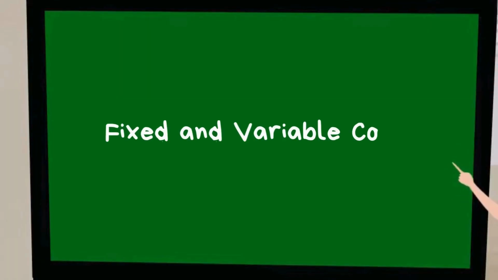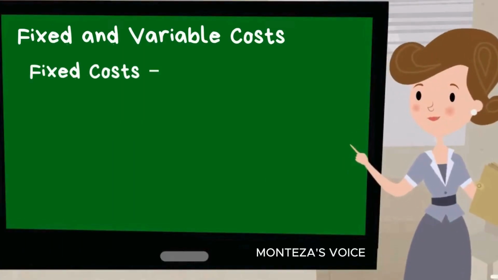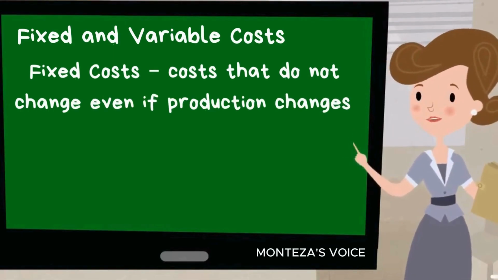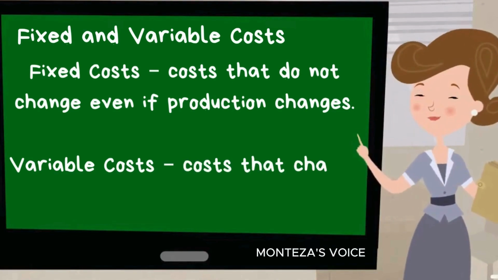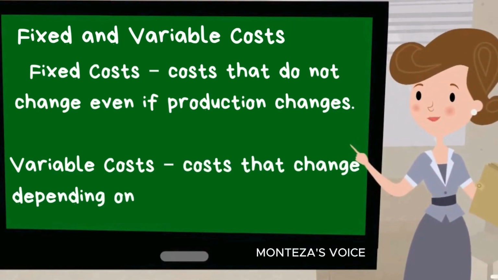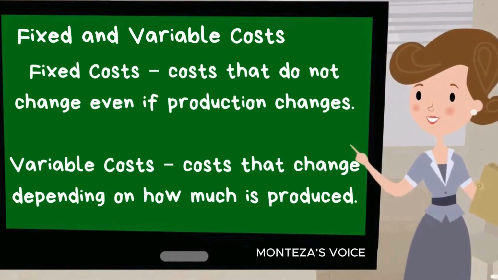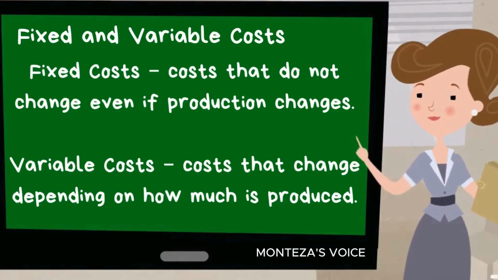Fixed costs and variable costs. Fixed costs are the costs that do not change even if the level of production changes. So this means that whether the business produces a lot or only a little, the cost stays the same. Variable costs are the costs that change depending on how much is produced. So if the business produces more, the variable cost increases. If it produces less, the cost decreases.